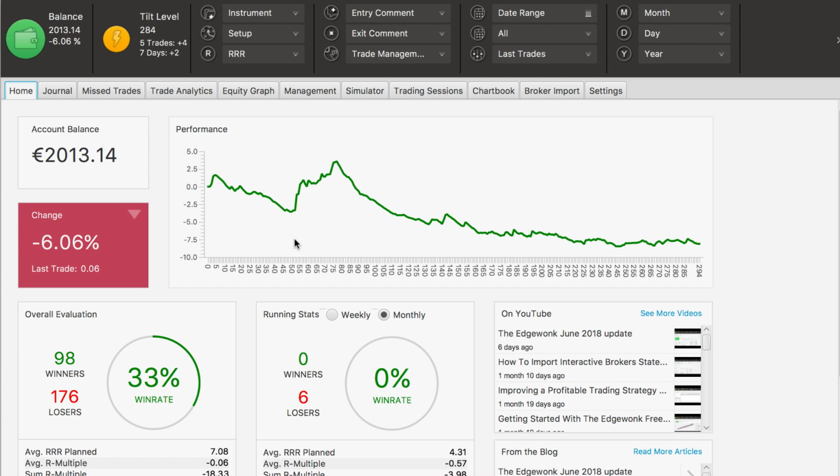So this is a very interesting journal. I went through it and there are a few things that really stand out. So let's start here in the home tab. It's always a good starting point.